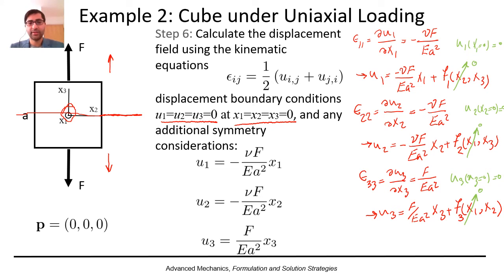Okay, that gives us the three displacement relations as a function of the forces and position. So u1 is minus nu F over E a² x1, u2 is equal to the same thing but with respect to x2, and u3 is F over E a² x3. Just pay attention that since it's the infinitesimal case, it doesn't matter if you use capital X or lowercase x. They're both frames matches. And that's the kind of deformation that we anticipate.